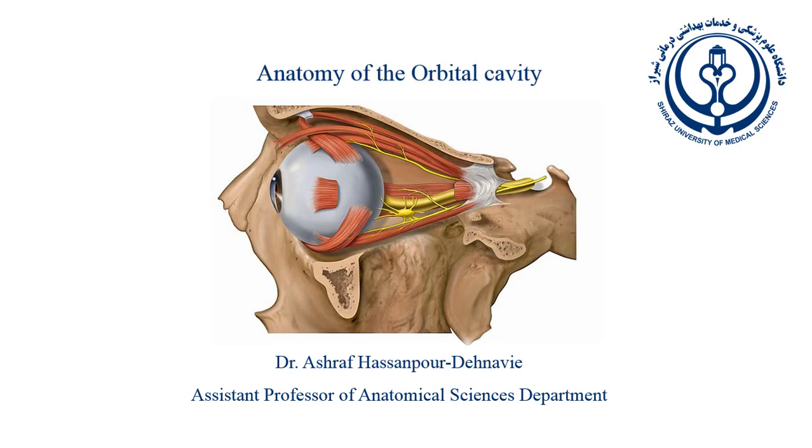This is Ashraf Hassanpour from Shiraz University of Medical Sciences, and welcome to this lecture where we are going to be talking about the orbital cavity. We will begin our discussion with the bony orbit, and then we will talk about accessory structures of the eye that provide protection, lubrication, and support.